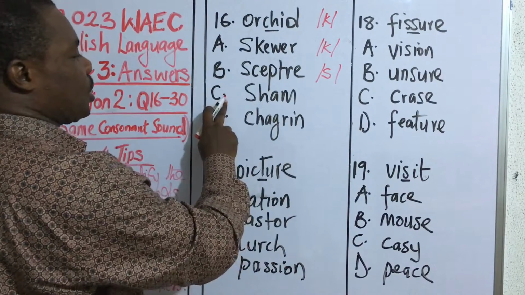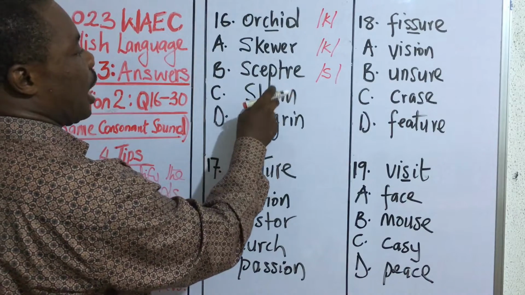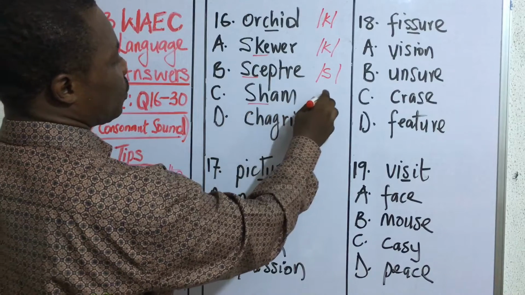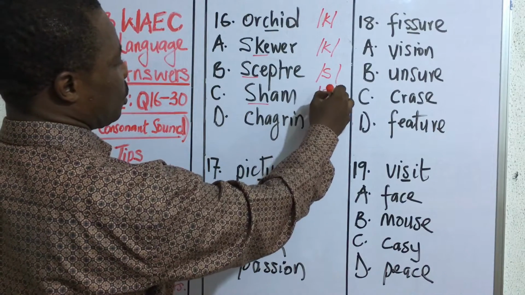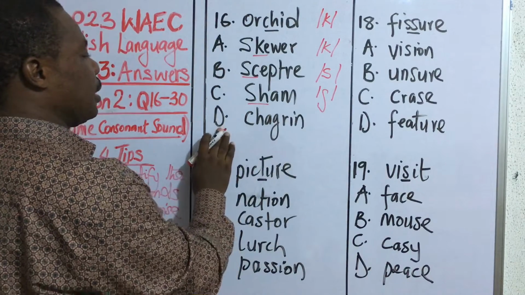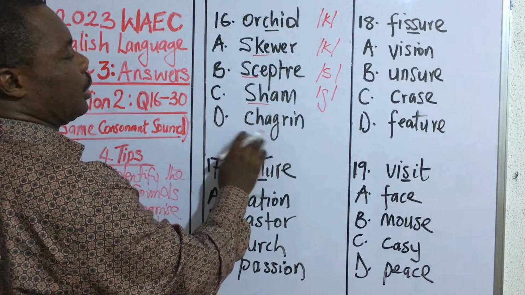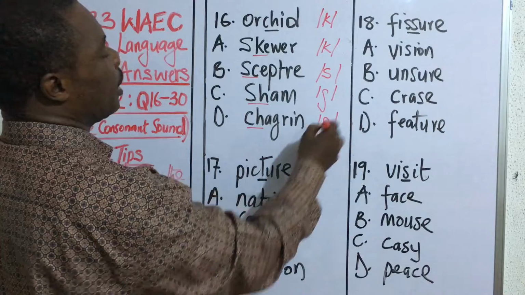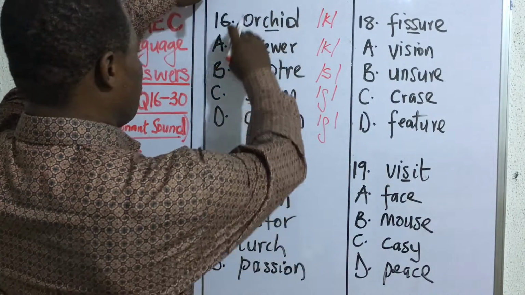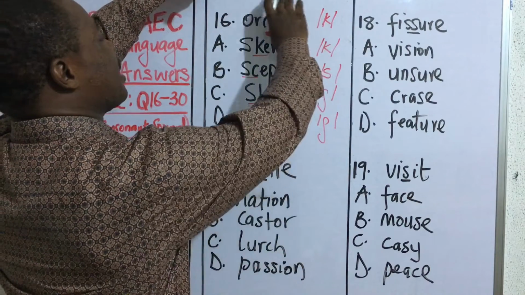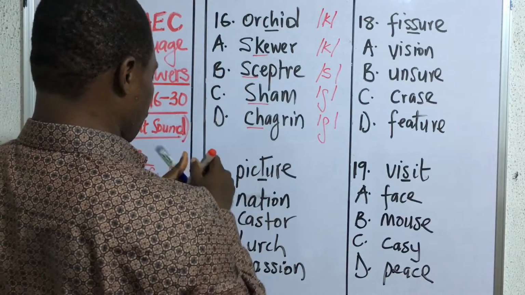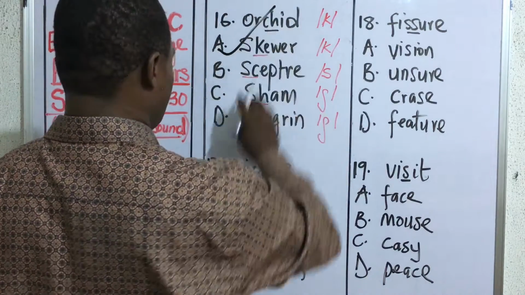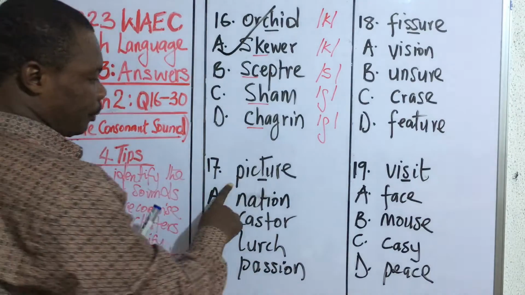And then option C, you have sham. Here is K, here is S. This one is the sh sound. And then this one is chagrin. For this one it is sh as well. So at the end of the day, the option that has the same sound as the sound that is underlined is option A, skewer, orchid.